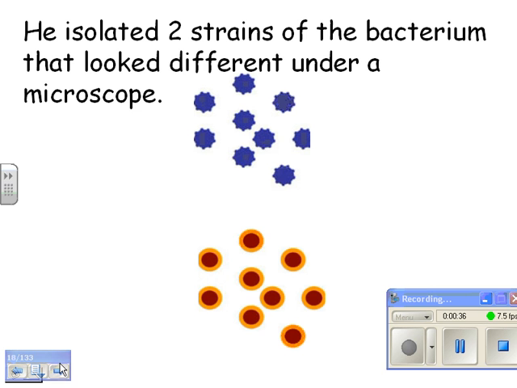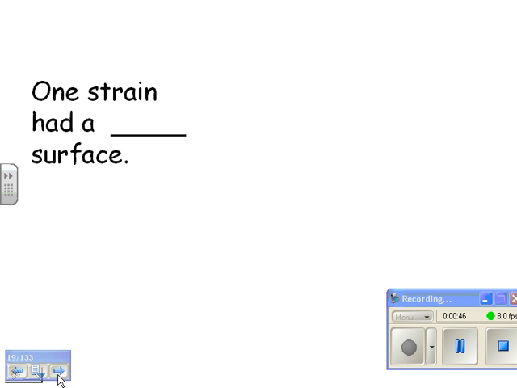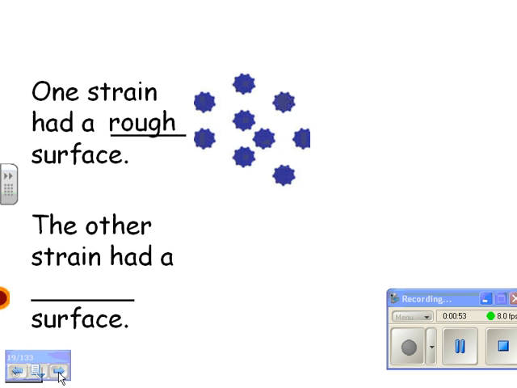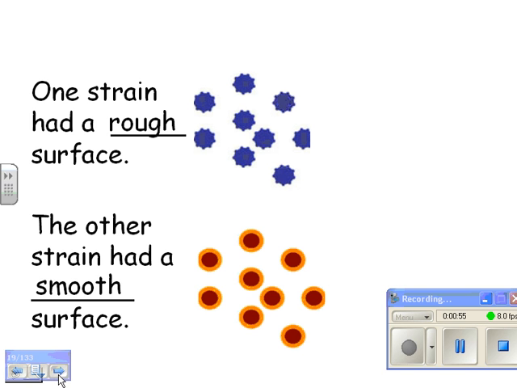So he isolated two strains of this bacterium, and they looked different under a microscope. This one was all bumpy, and this one was smooth. So he called this one rough, and he called that one smooth. So one strain had a rough surface, and he called that the R strain. And the other strain had a smooth surface, and that was the S strain.